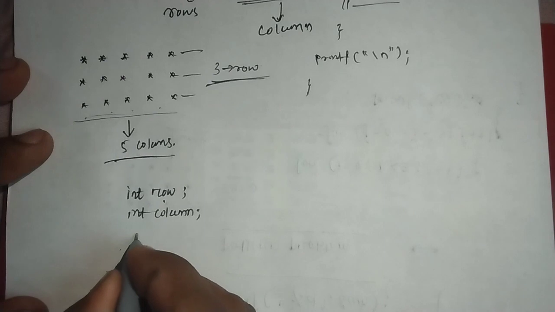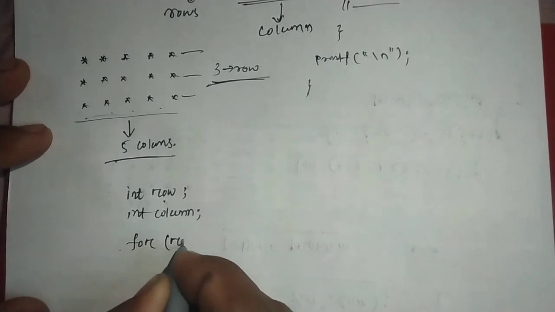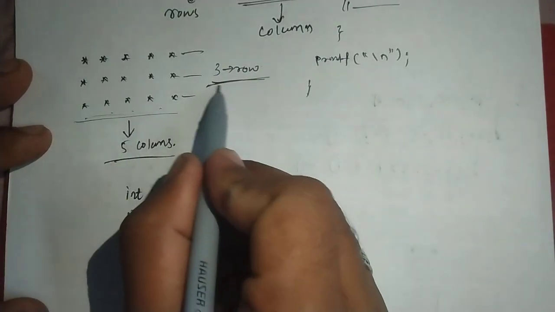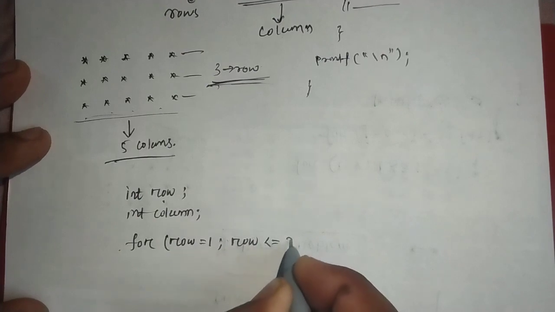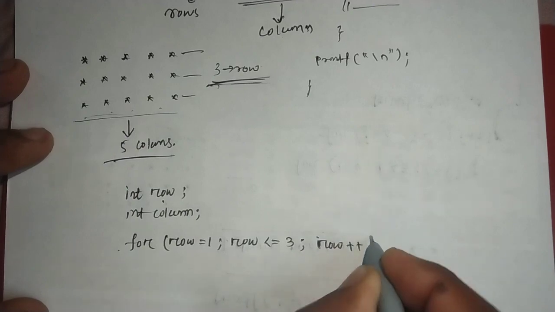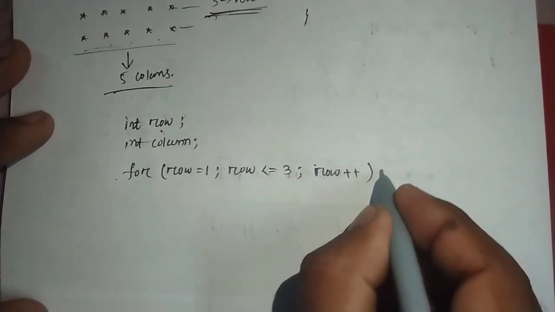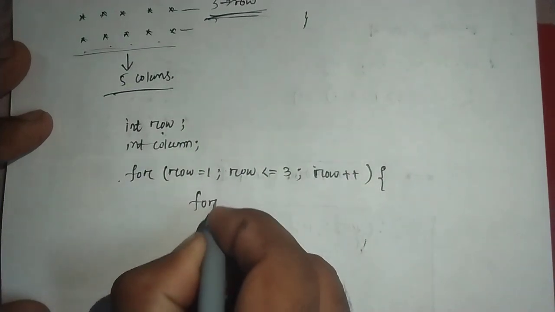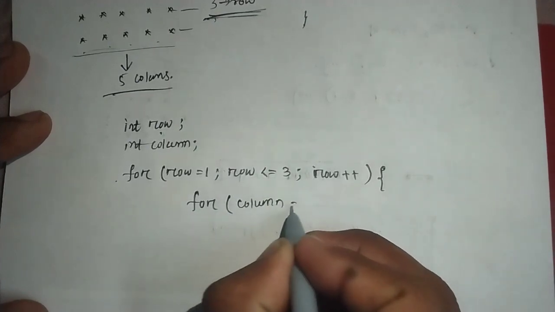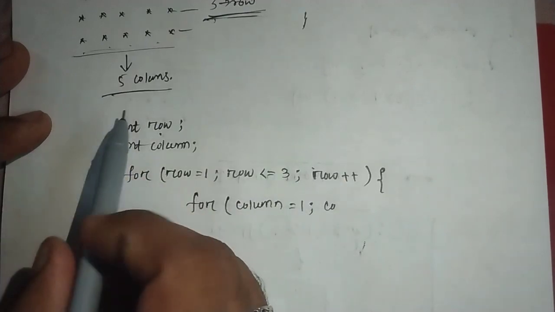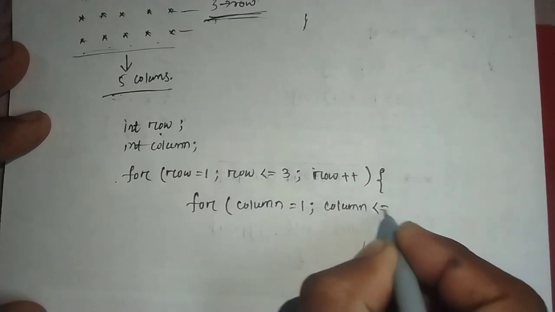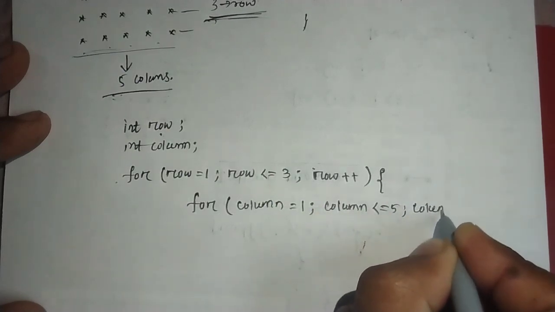Then write the first for statement: for row equal to 1, starting from the first row, we have to go till the third row, so row less than or equal to 3, and we have to increment it by 1, row plus plus. After this there will be another for statement that will execute for columns. So keep column equal to 1. It will go up to 5 columns, so column less than or equal to 5, column plus plus.